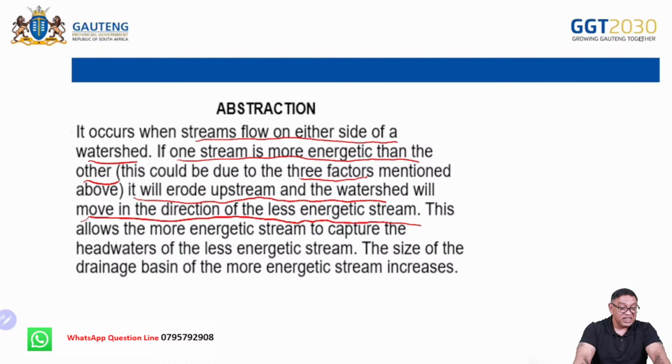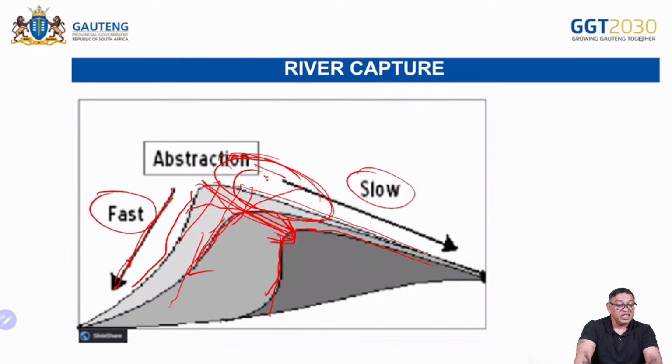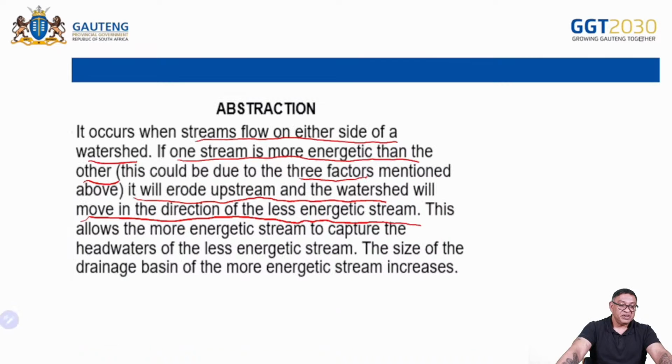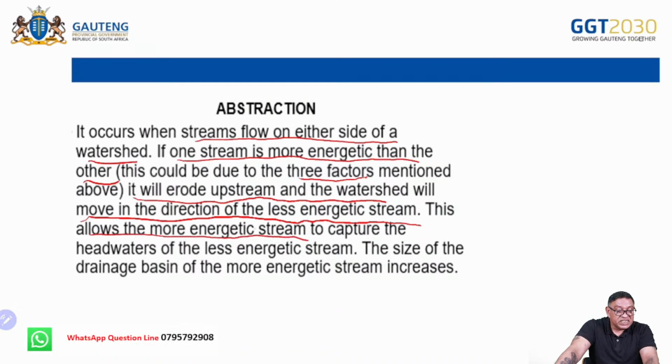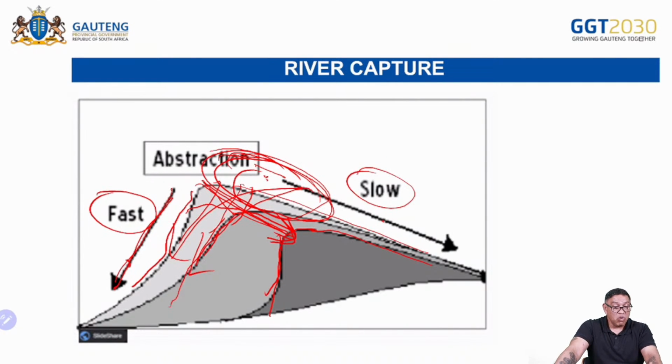Don't forget. I'll go back here and show you. Can you see it? It's deeper. It's actually cutting, and bringing it here. And this water is getting captured. So this allows the more energetic stream to capture the headwaters of the less energetic stream. Once again, I'm showing you here. As the watershed moved, what happened to all this water of this river? It went into the more energetic stream.